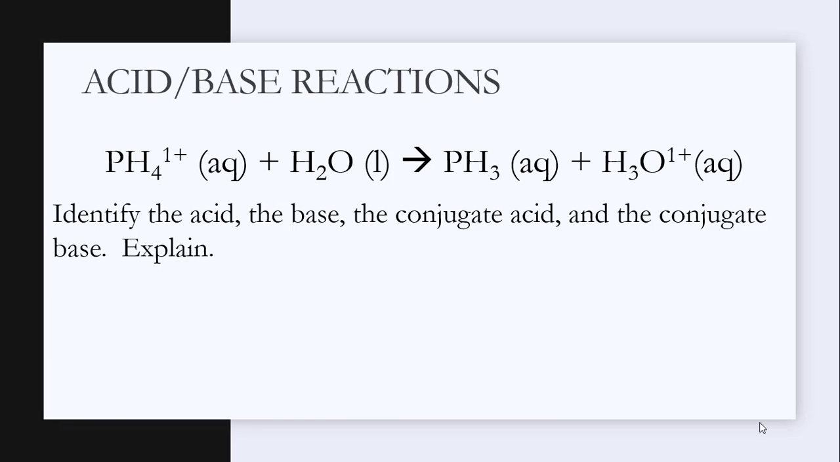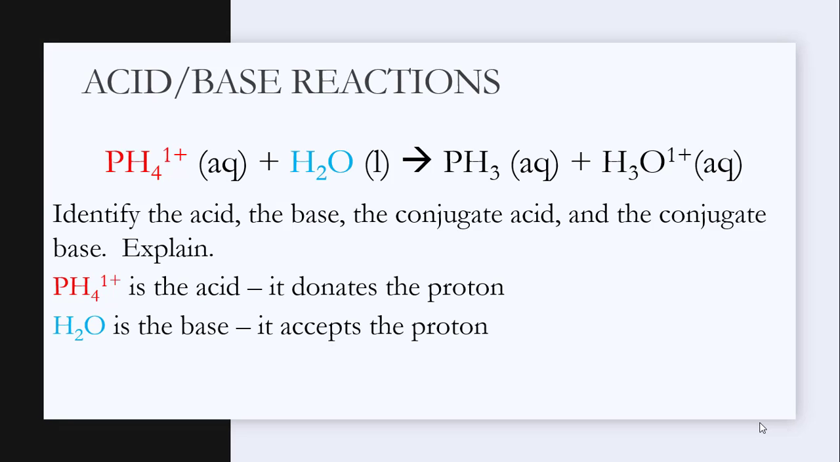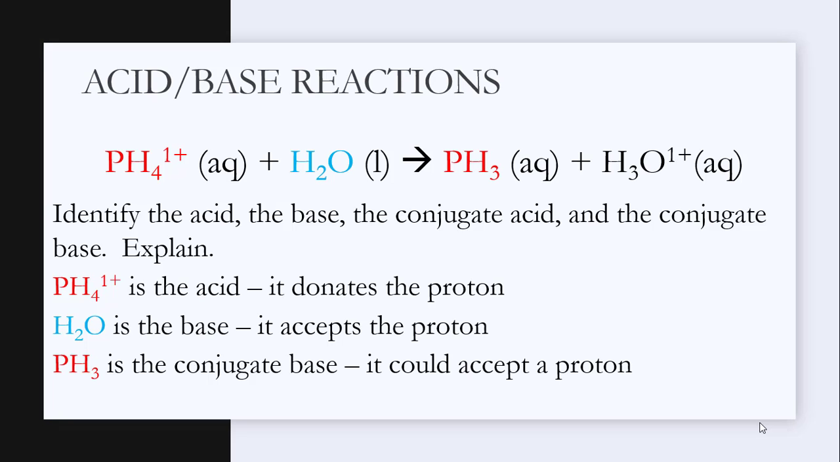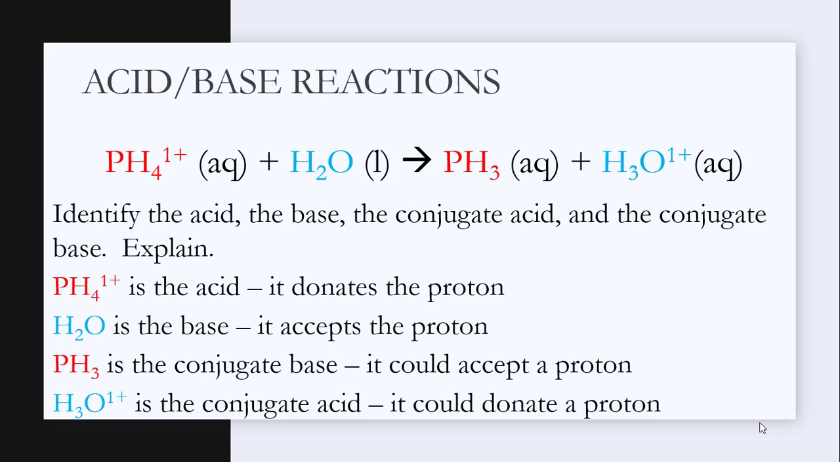Here's one for you to try. Identify the acid, the base, the conjugate acid, the conjugate base, and explain why. Go. The PH4 is the acid because it donates the proton. That makes water the base. So the PH3 becomes the conjugate base because it can accept a proton. The other three hydrogens are not ionizable. And the hydronium is the conjugate acid because it has a proton to donate.